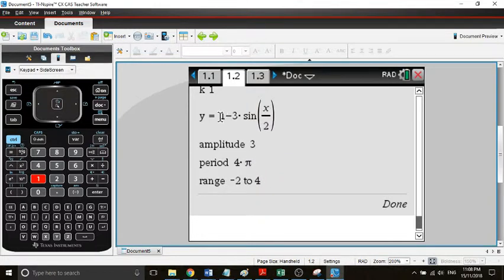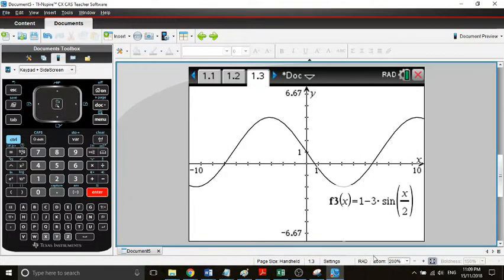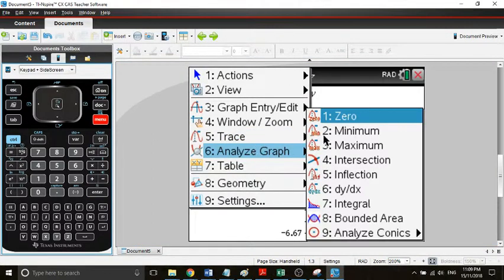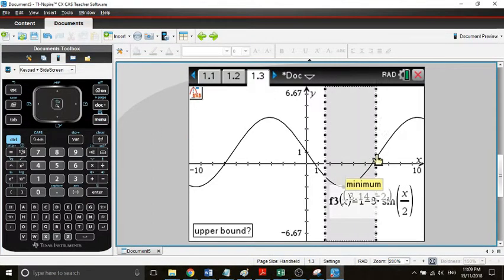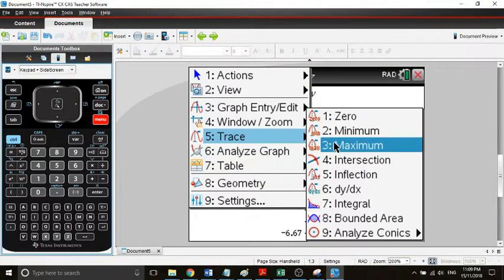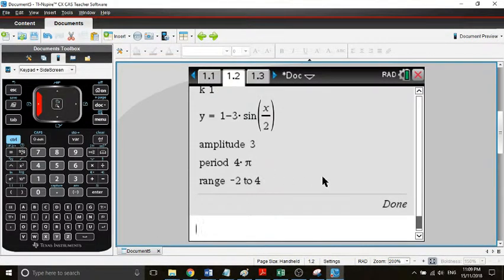Let's check that out. We are going to graph this thing here. So I'm going to make a new thing. So it's graph 1 minus 3 sine of x on 2. And it looks like that. Let's check our analyze graph. We'll go for minimum from here to here. It happens at -2. Minimum, analyze graph, maximum from here to here. So -2 to 4. There's our range.